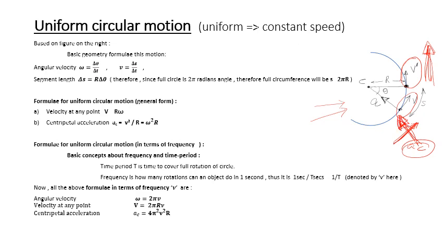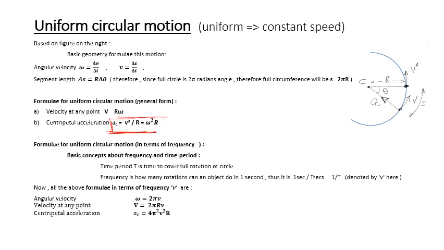This acceleration is towards the center of the circle. That's why it's called centripetal acceleration, and that is defined by a formula. So good to remember this for quickly answering your competitive exam questions. This centripetal acceleration, a_c, is defined by v square by r, that's the speed square by radius, or also angular velocity square into r.